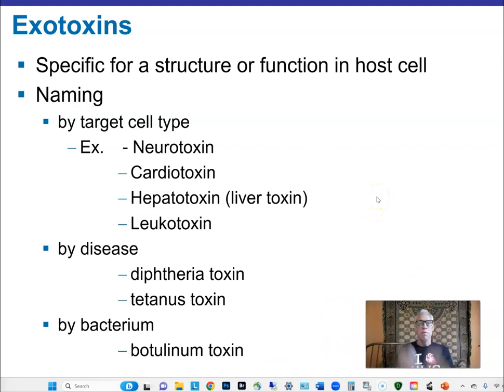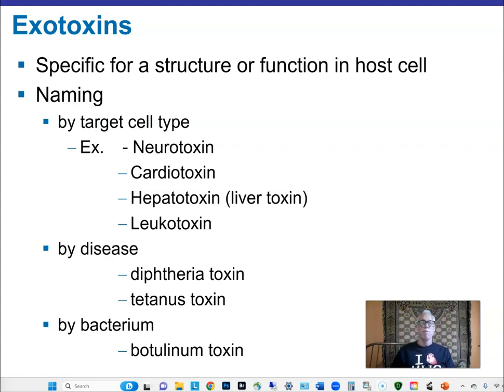Exotoxins are often named for the cell type that they attack. Neurotoxins obviously damage or inhibit functions of the nervous system. Cardiotoxins act on the heart. Hepato means of the liver, so hepatotoxins, and leukotoxins. Leukotoxins attack leukocytes, white blood cells. They prevent immune function in defense of these organisms.